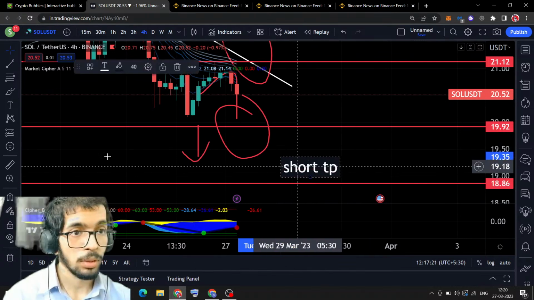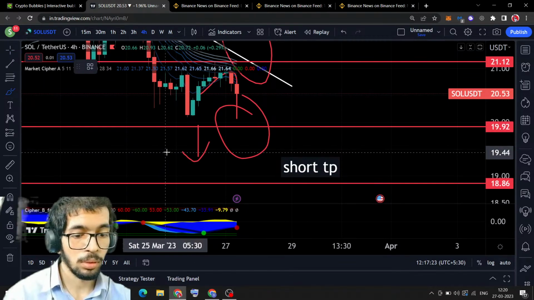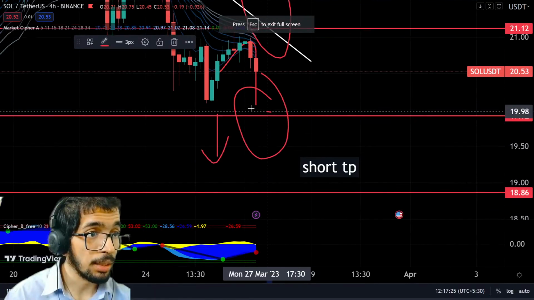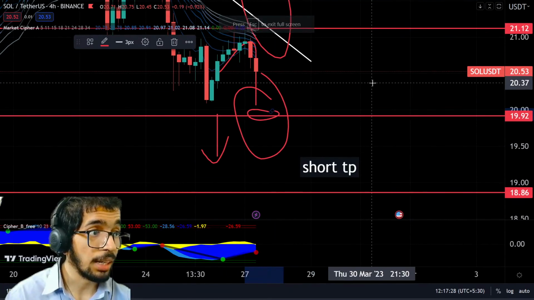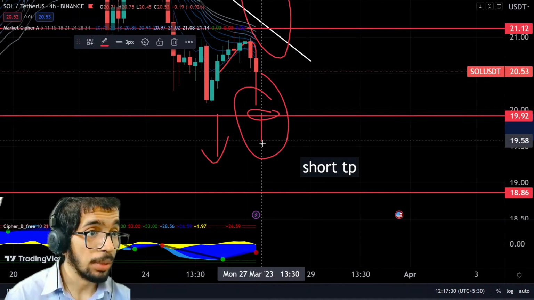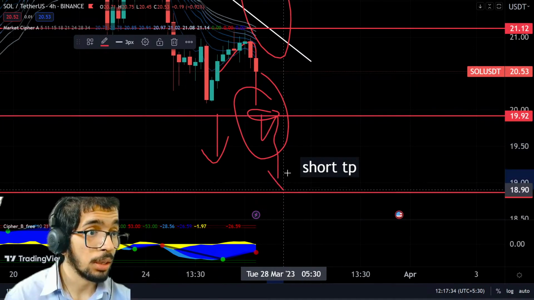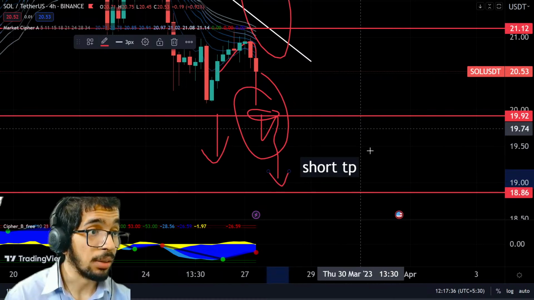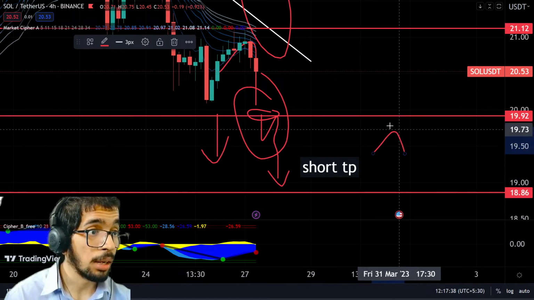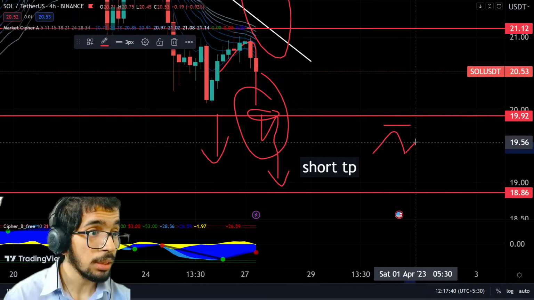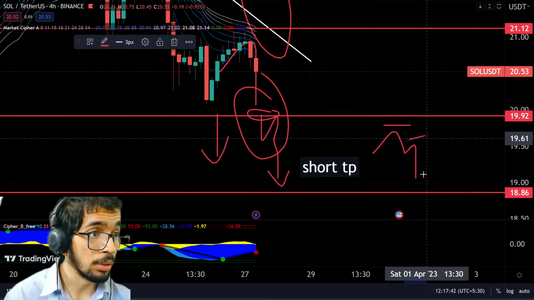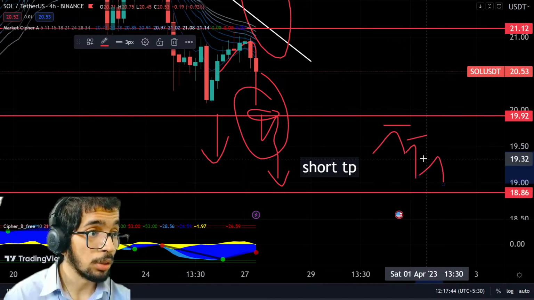So if it breaks this area, it breaks the $19 range, once it breaks it, comes like that, you can put a short and then you can take your TP over here at around $18 and put a trailing stop loss. It goes like that, put a stop loss here. Then again it goes down, put a stop loss here. Then again it goes down, put a stop loss here.